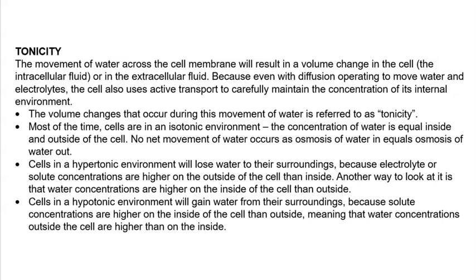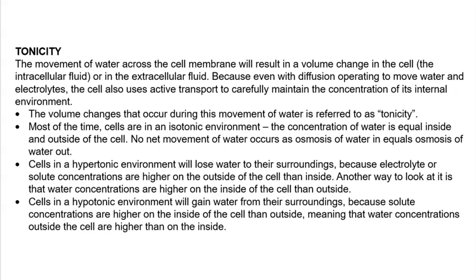The volume changes that occur during this movement of water is referred to as tonicity, and most of the time cells are in an isotonic environment. The concentration of water and electrolytes are equal inside and outside of the cell, and therefore no net movement of water will occur, meaning that water moves into the cell at an equal rate that it moves out of the cell. So it just happens to move in and out randomly.